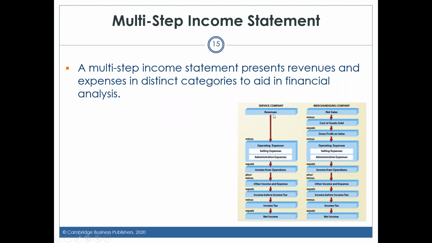Thank you. So revenue minus operating expenses equals income from operations. And then we either add or subtract any other revenue or expense that's not related to our normal operations, things for example like interest revenue, interest expense. And that equals our income before income taxes. Then we subtract our income tax to get our final net income number.